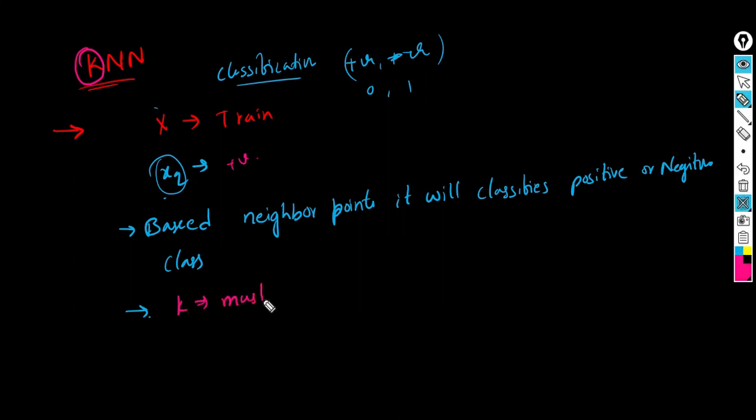K must be an odd value. Let's see some intuition about how it's going to work. This way, we'll get a better understanding. After that, we will also see some failure cases for the KNN. These two things we will mostly discuss in this video.